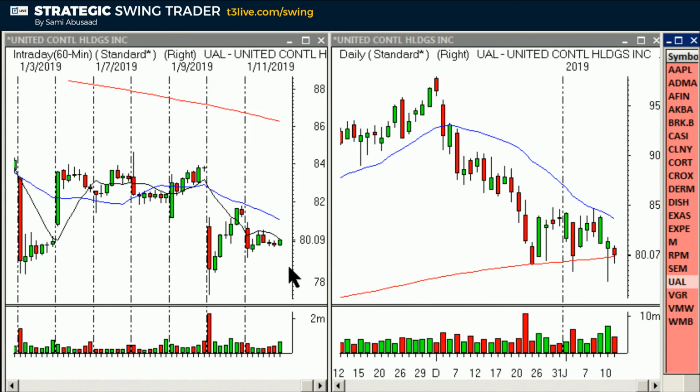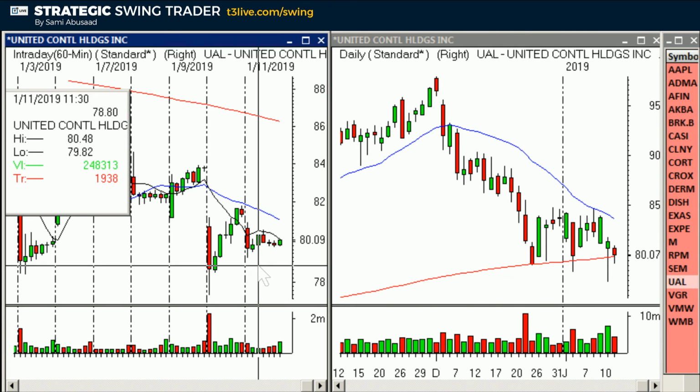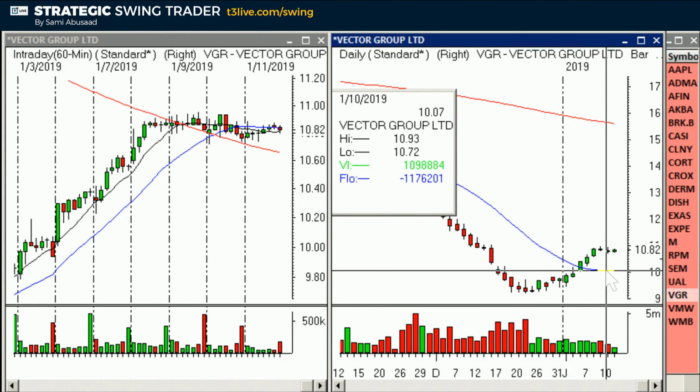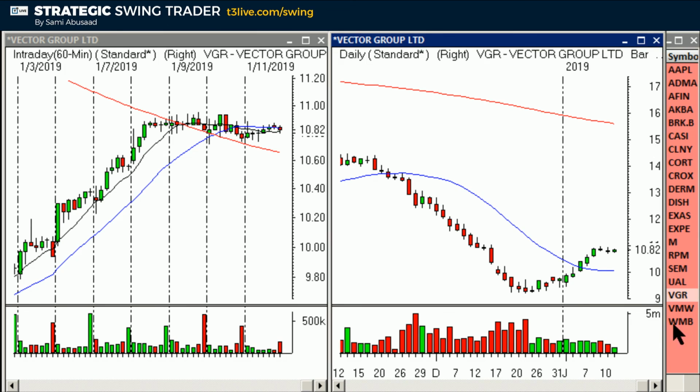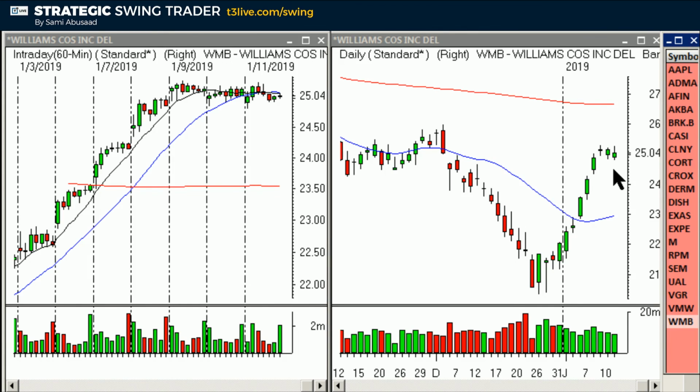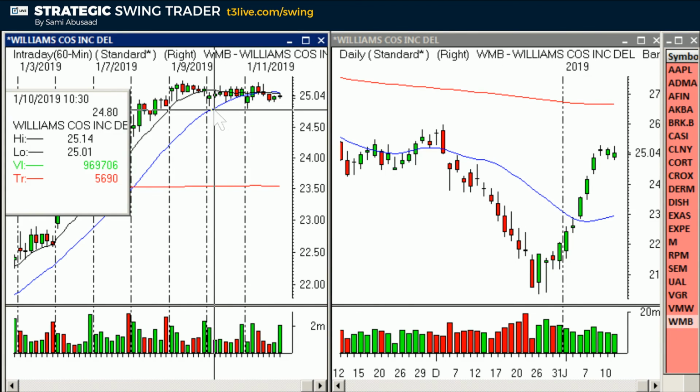UAL has a 1, 2, 3 on the daily chart plus a breakdown on the hourly. So that's not bad. VGR is a rollover play, same as the dish, same as a bunch of other ones on the hourly chart. Since it's above the 20, I would only expect it to drop back down to the 20, about 20 to $10 or so. VMW is a sell setup, nice hourly, and then WMB is a climactic sell on the daily, tight base on the hourly. So that looks okay too.